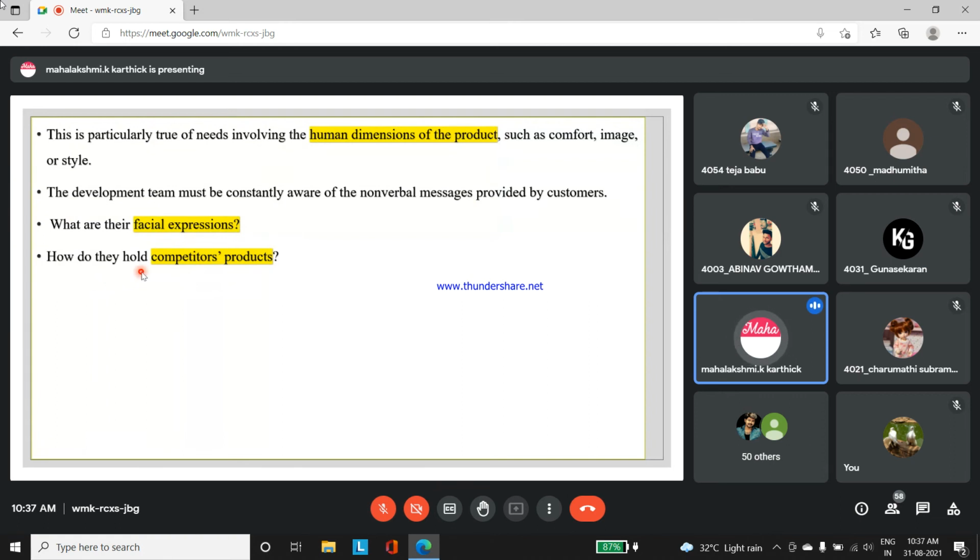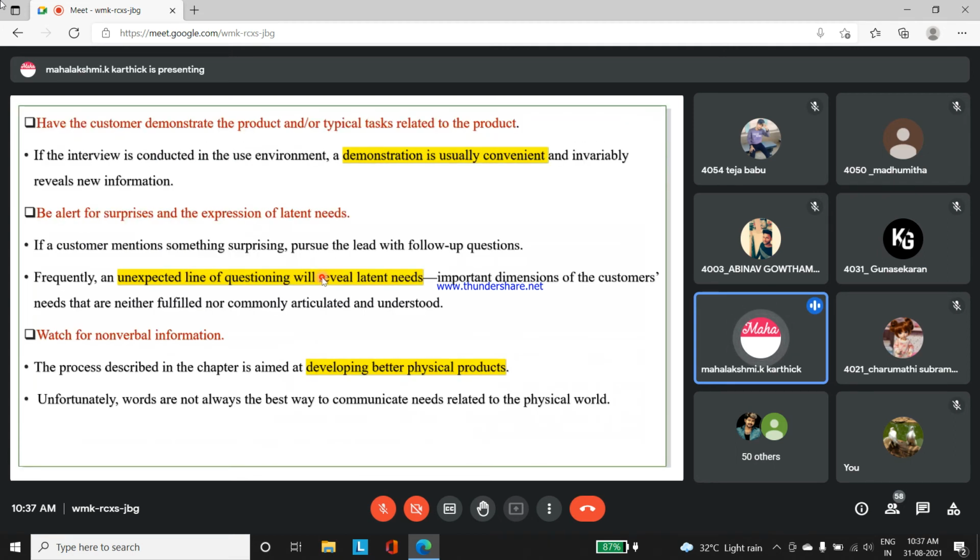How do they hold the competitive products? How much do they hold now? Surely they will compare with the competitive products, then only they will understand whether the competitive products' features and specifications are closely related to our new products. So they will always hold the competitive products in their mind. So these are the things you have to keep in mind when you are doing effective interactions with the customers. Any doubts till now, students?